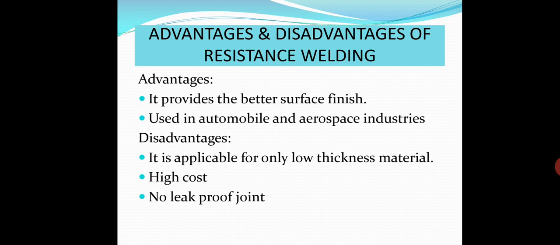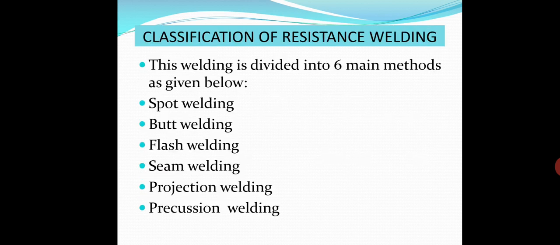So what are the advantages and disadvantages of resistance welding? Advantages: it provides better surface finish, and is used in automobile and aerospace industries. Disadvantages: it is applicable only for low thickness material, high cost, and no leak proof joint.